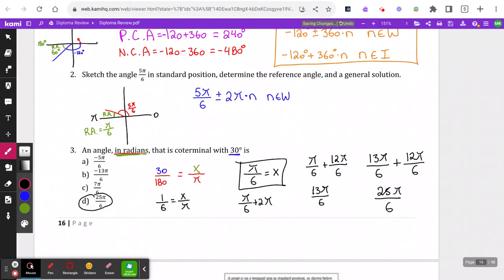The reason I knew to keep adding 2 pi is because 13 was still smaller than one of my possible answers. So say I had got like 26 over 6 or something like that, then I would have stopped adding and I would have started subtracting 2 pi to see if it's one of the negative answers.